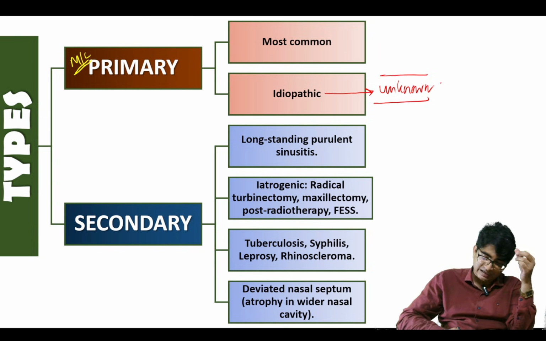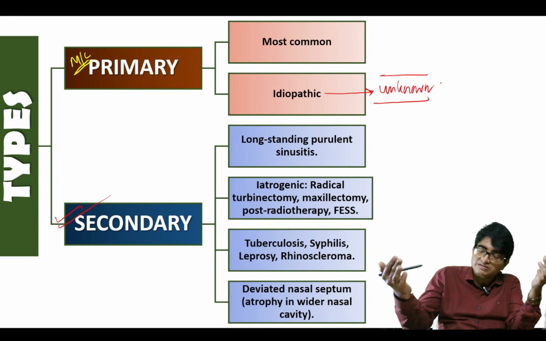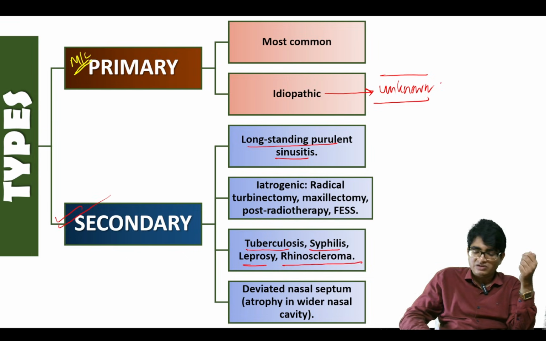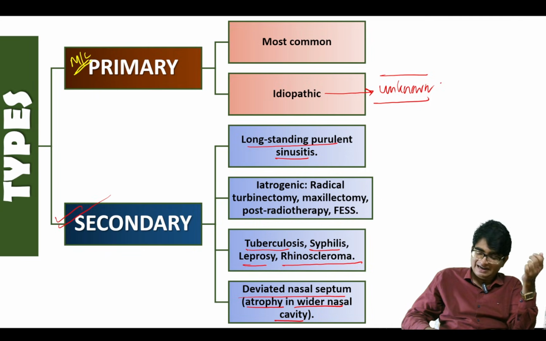Now coming to the secondary causes. Secondary type of atrophic rhinitis is because of some causes which can be identified, like long-standing purulent sinusitis, chronic granulomatous diseases like tuberculosis, syphilis, leprosy, rhinoscleroma, like in patients with DNS, where atrophy occurs in the wider nasal cavity. It can also be iatrogenic, meaning we make them.